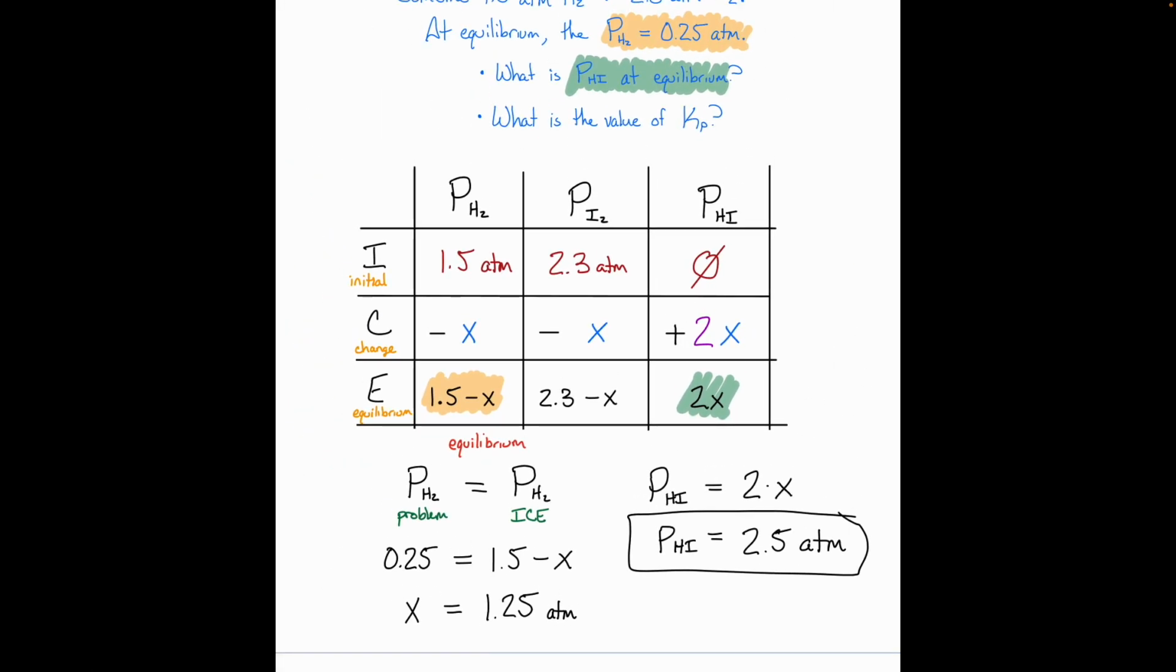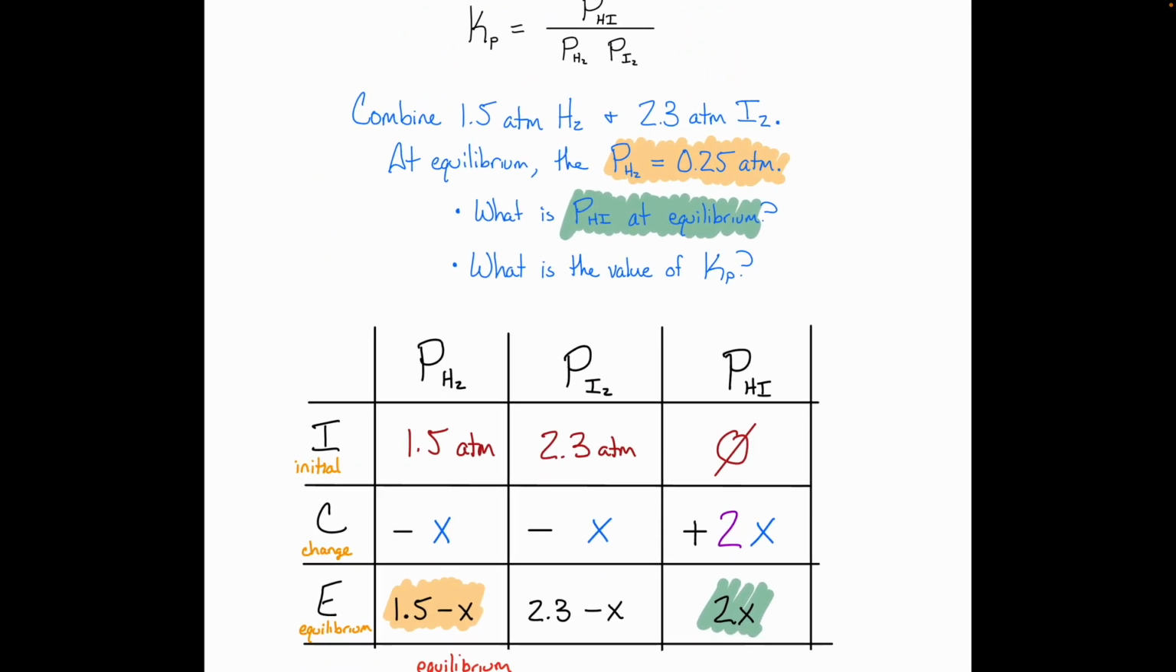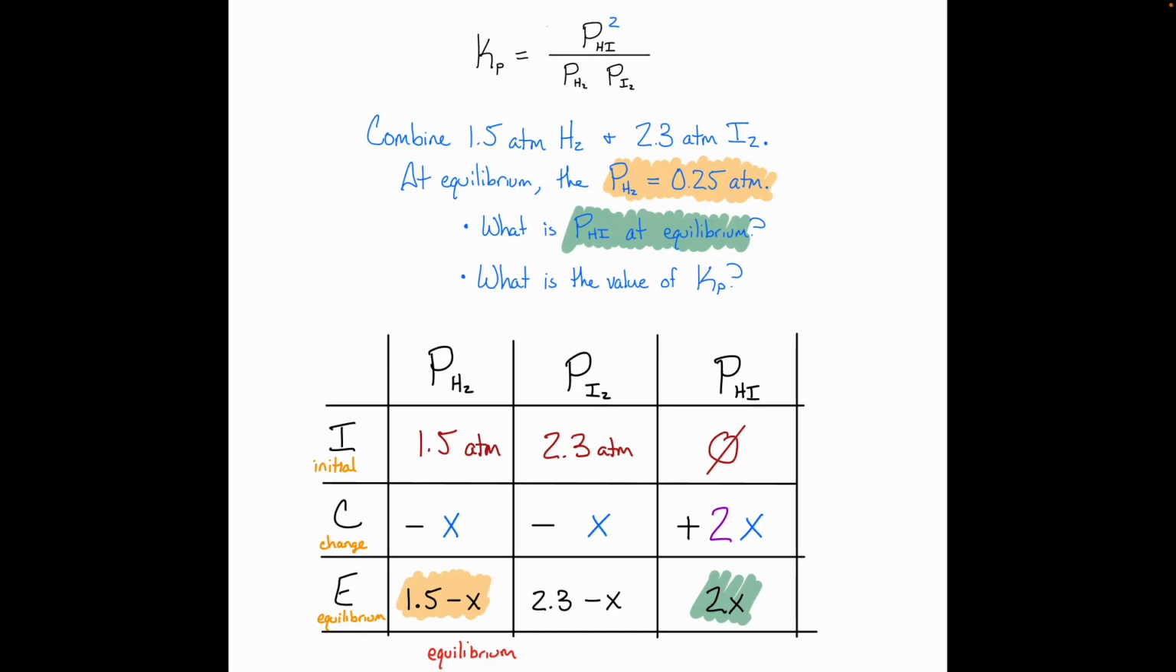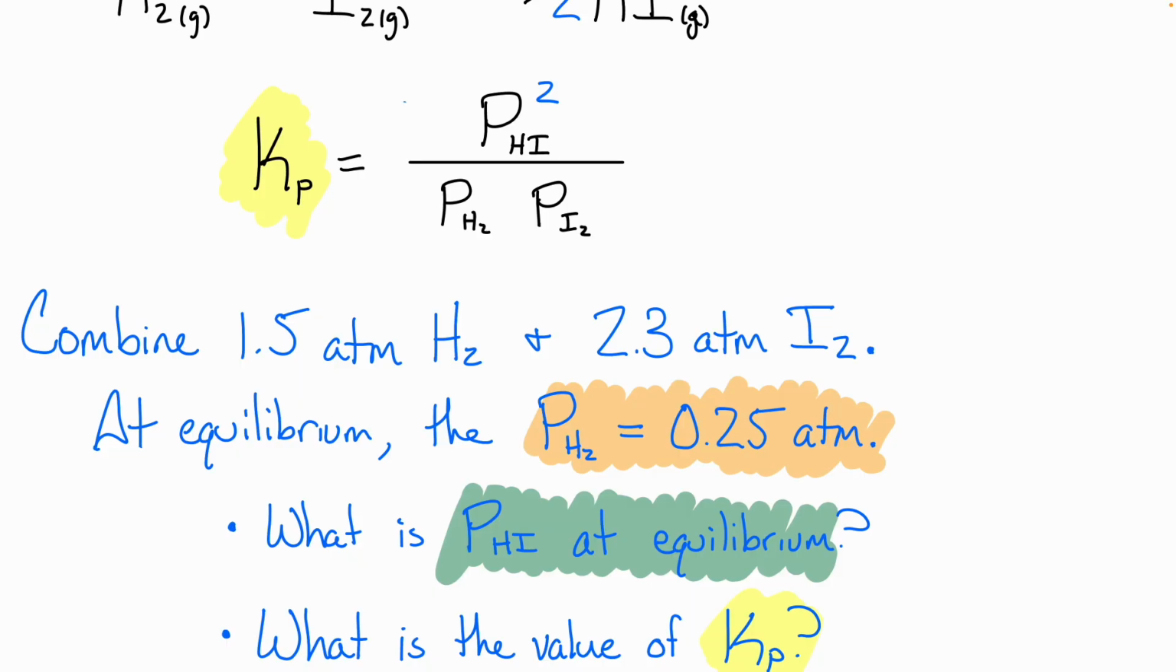All right, so now the last thing is that it asks me what the value of that equilibrium constant is, my Kp. Well, we built our Kp expression up here, but you can't just plug in any old pressure values that you want to an equilibrium expression. This is only going to work if you plug in the values at equilibrium.